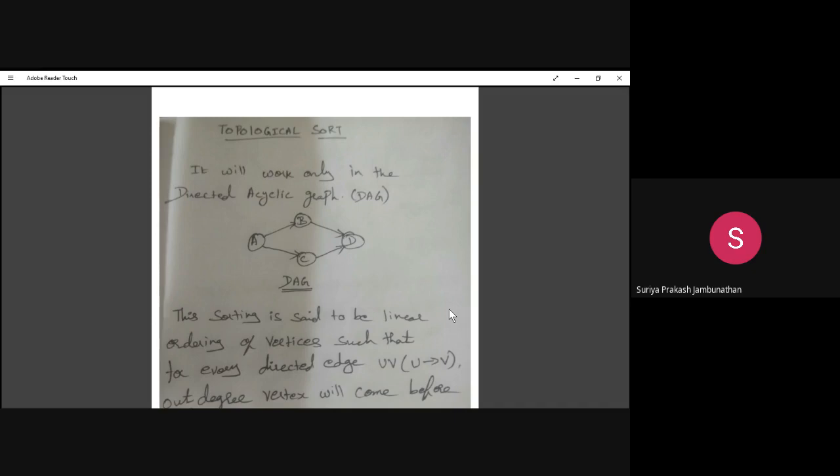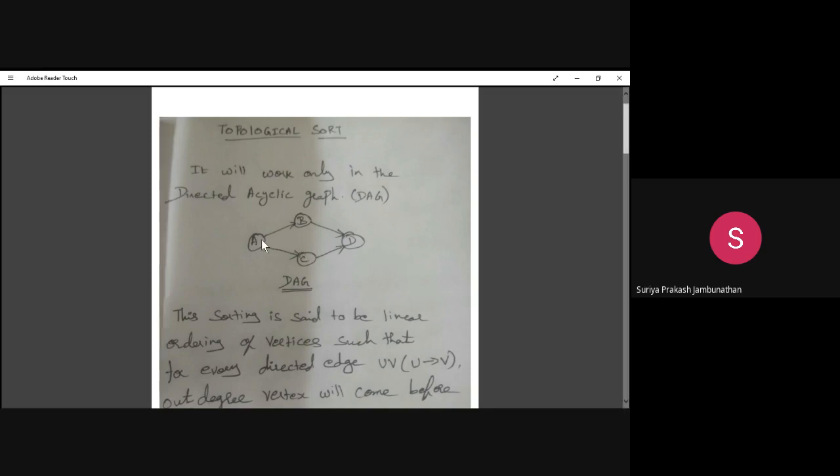So let's see, we can apply the topological sort for a directed acyclic graph. Directed means what? From node A to node B, we are making a direction. From node B to node C, we are making a direction. So that is a directed graph. When we make A to B a direction, from B to A it's not possible. Okay. So that will be called a DAG.